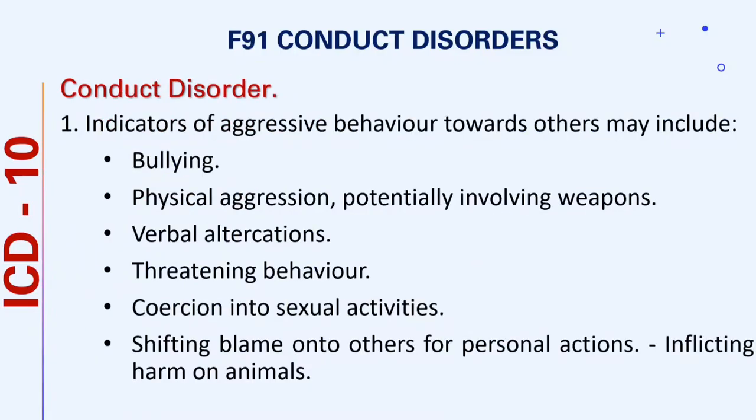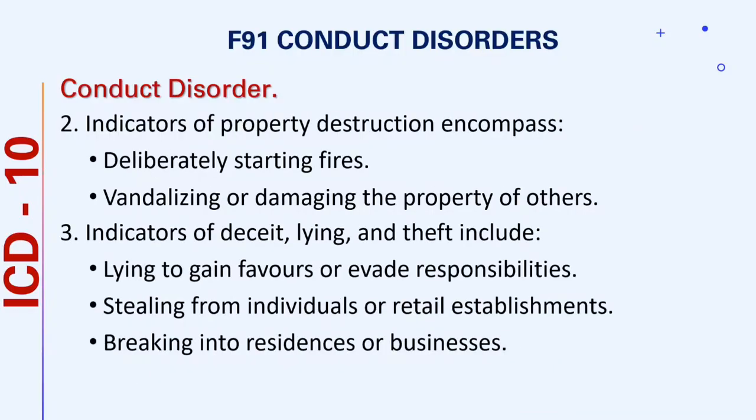Indicators of aggressive behavior may be bullying other children, showing physical aggression towards others, and potentially involving weapons. There will be verbal altercations among the children, threatening behavior towards others, coercion into sexual activities, shifting blame onto others for their own actions, and inflicting harm on animals. Indicators of property destruction encompass deliberately starting fires, vandalizing, or damaging the property of others.